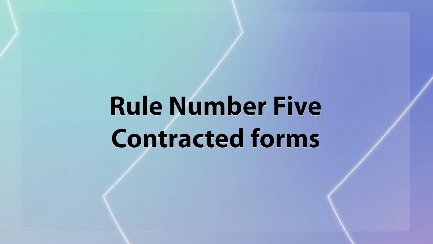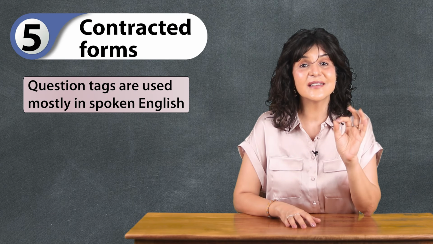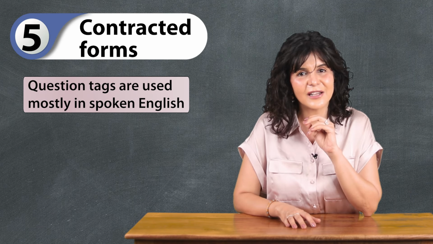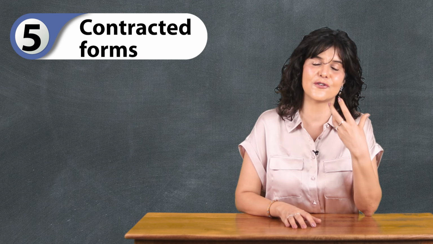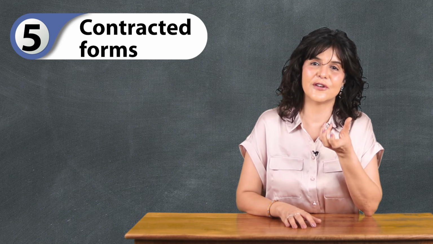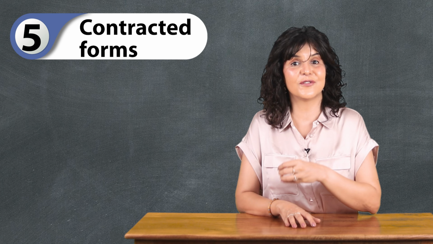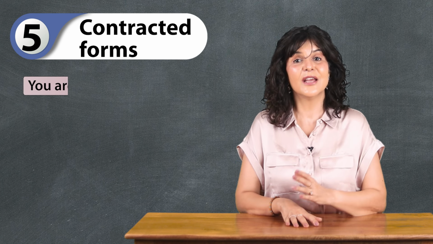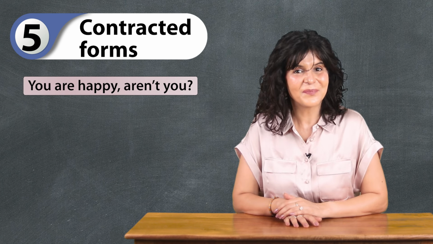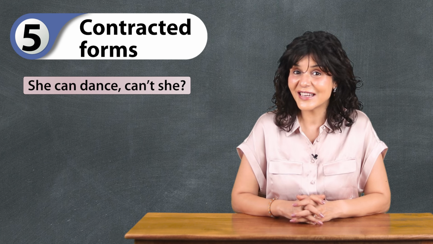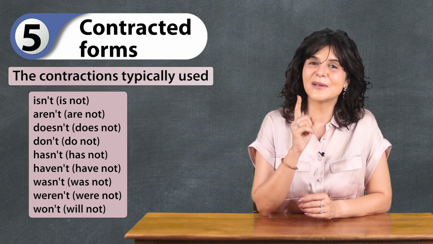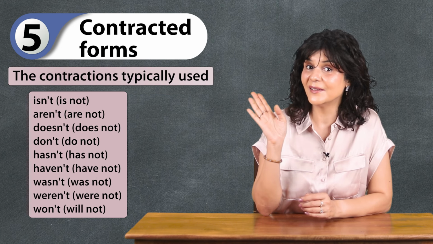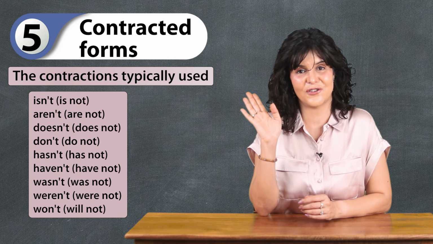Now, rule number 5, contracted forms. Question tags are used mostly in spoken English, so they often use contracted forms of the auxiliary verbs to create a more conversational tone. Example, you are happy, aren't you? She can dance, can't she? And the contractions typically used are listed here and you can take a screenshot.